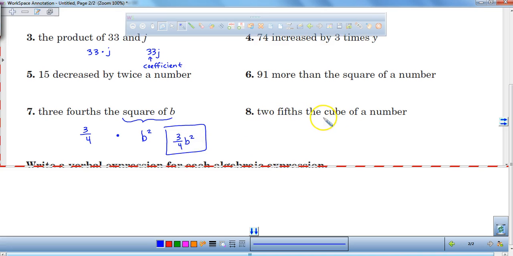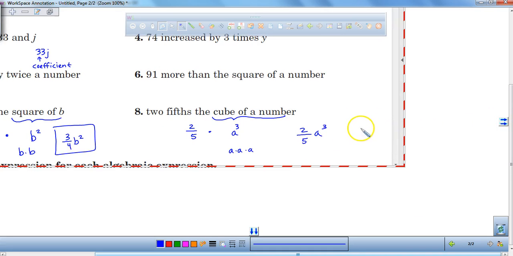2/5 the cube of a number. Now you could use any letter. I'm just going to use A, and say A is the number. I don't know what it is, but A cubed means you're multiplying A times A times A. Just like B squared is B times B, a number times itself. So if I do 2/5 of A cubed, that means I'm multiplying 2/5 by A cubed. So that becomes 2/5 A cubed.